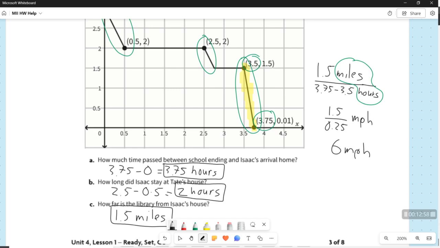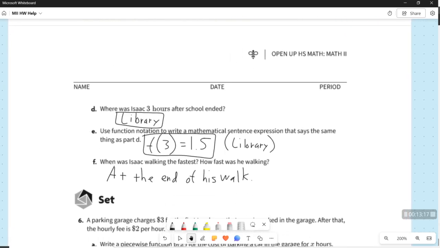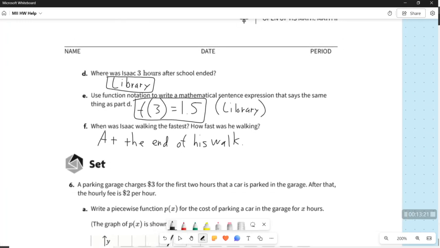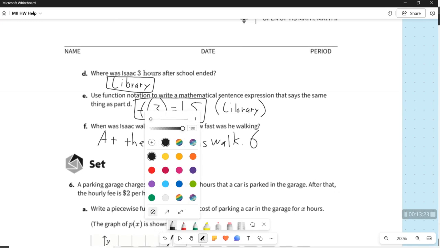If you wanted to do that without the calculator, it's kind of annoying. One thing you could do would be to multiply the numerator and denominator by 4, right? That would clear out your denominator. But like I said, if you have access to a calculator, I'd say use it there. So anyway, we end up getting 6. So he was traveling 6 miles per hour.